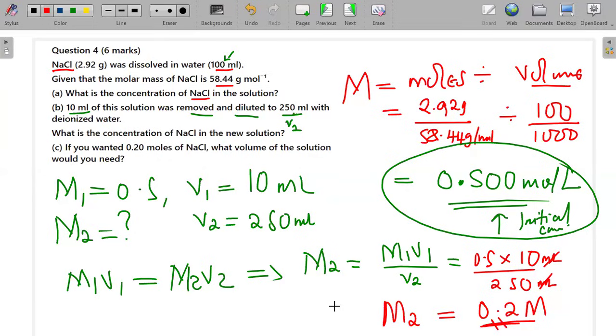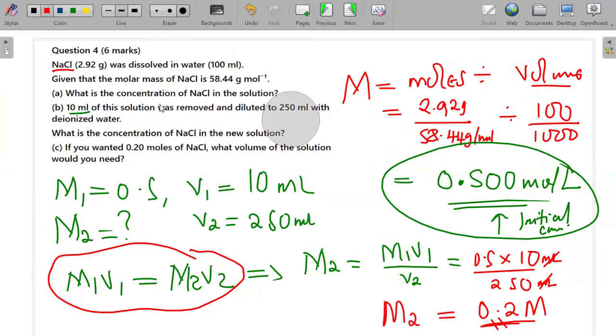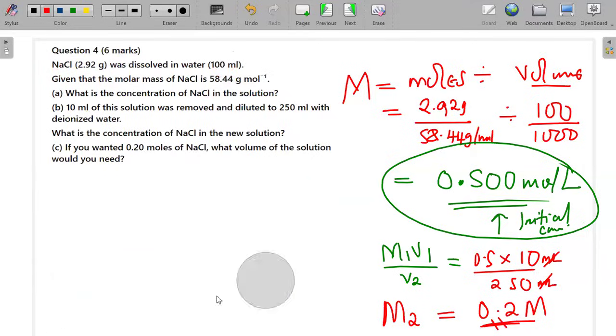Okay, thank you, sir. So only when you are dealing with the dilution formula, this formula here, are you at liberty to not convert the volumes, as long as they are in the same units like this. You can just cancel them out. But if it's not the dilution formula, and you are just finding the concentration, always make sure that the volume has been changed into liters. All right, so now let's solve part C.